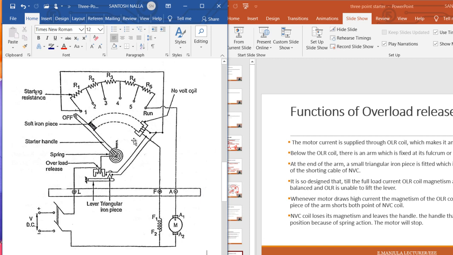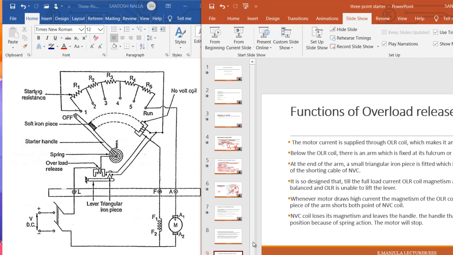Hence, here this is also acting as a protective device, even in high currents. The NVC coil loses its magnetism and leaves the handle. The handle then retracts back to the off position because of spring action. Then the motor will stop.